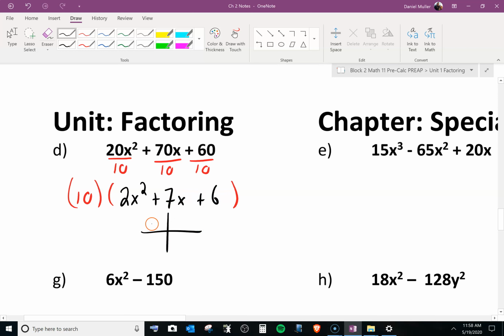This needs to be factored, so x and x will get me the x squared, but I need a 2 and a 1 to get me the 2. And then I need 6. So, I don't know, 3 and 2. So that's 6 and 2. 6 and 2 get me 8. I don't need 8, I need 7. So I'll put a 3 here and a 2 here. That's a 4 and that's a 3. 4x and 3x get me the 7x, which is what I needed.